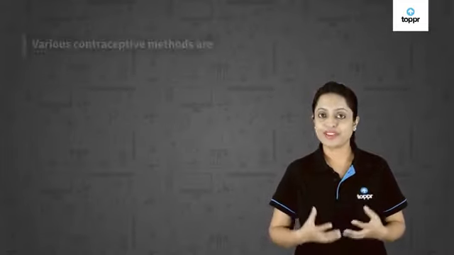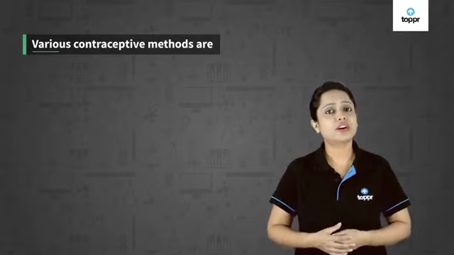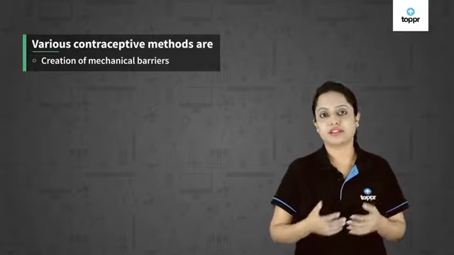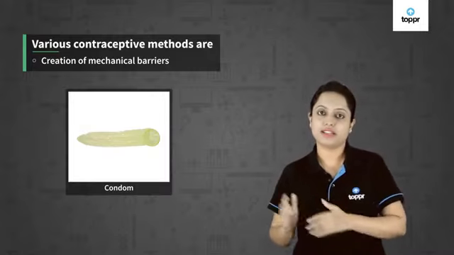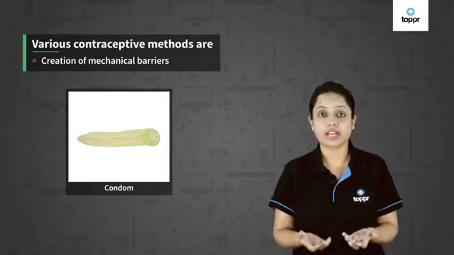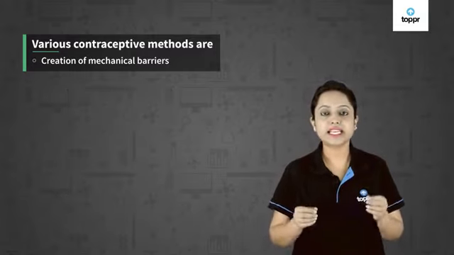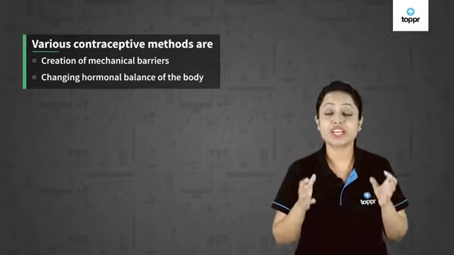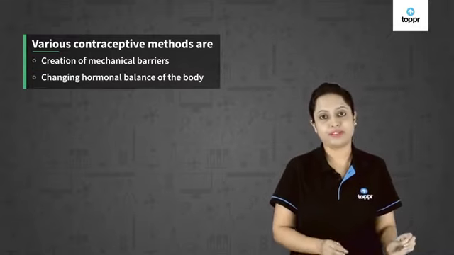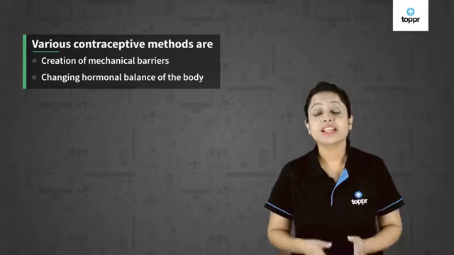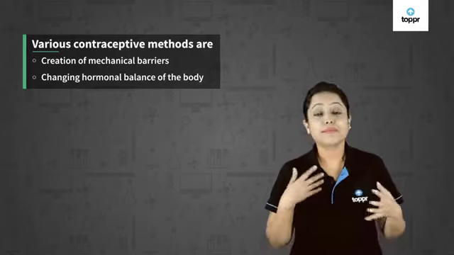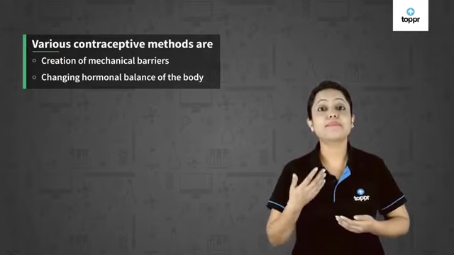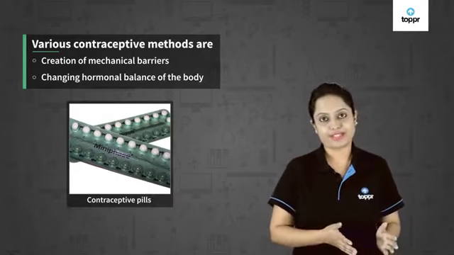There are many ways to avoid pregnancy. So, various contraceptive ways are: first, to use mechanical barriers. For example, condoms can be used. Condoms are the coverings for the penis, and similarly some coverings for the vagina can also be used. Secondly, pregnancy can be avoided by changing the hormonal balance of our body. By doing this, the eggs will not be released and so fertilization will not happen. But as this can be done by taking pills, it has some side effects.